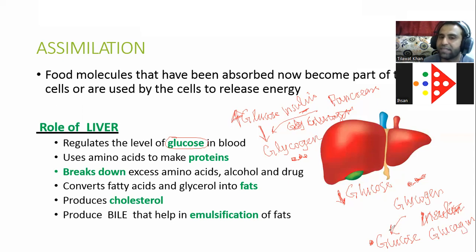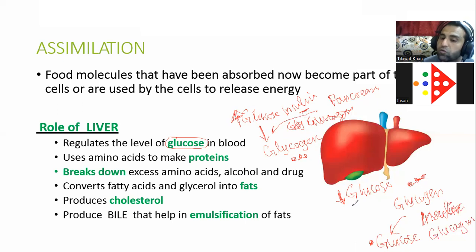So listen very carefully here. Let me repeat because here need correction. Glucose level is high in your body. So that glucose needs to convert into glycogen, a store form that is called glycogen. This process will happen in your liver with the help of hormone that's secreted by pancreas. That hormone is insulin. You got it?